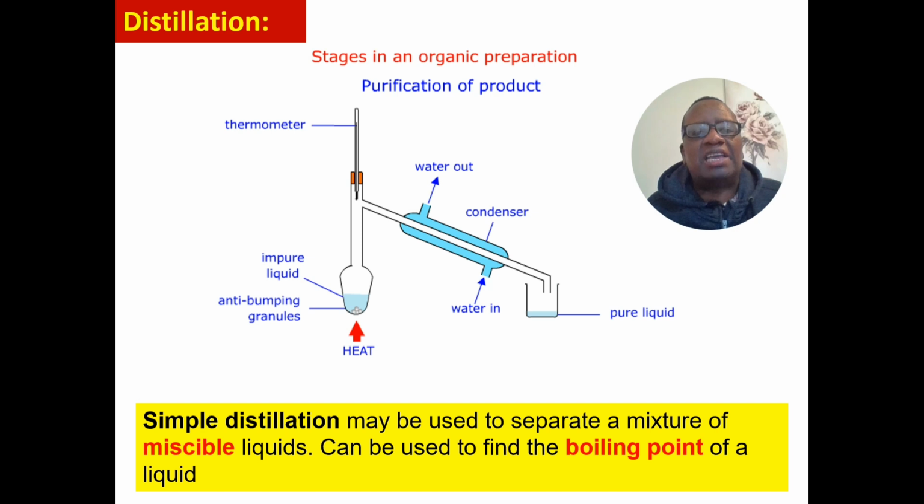Simple distillation may be used to separate a mixture of miscible liquids. These ones, they can mix together and you can separate them because they've got different boiling points. Again, you need to watch your water in and water out there.